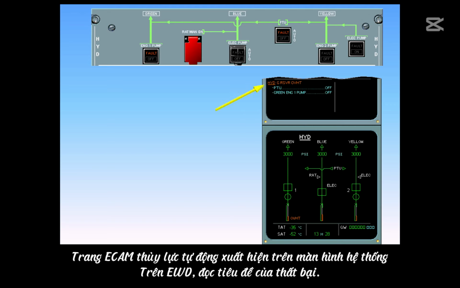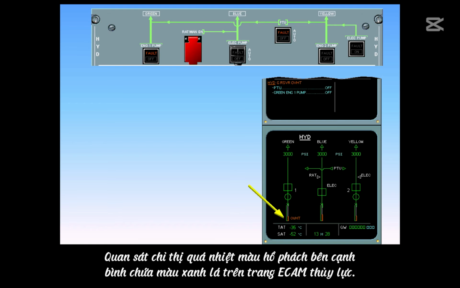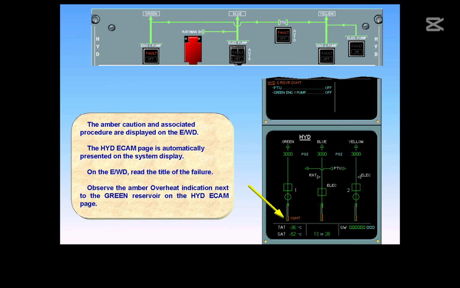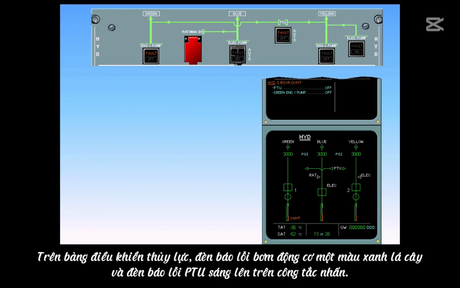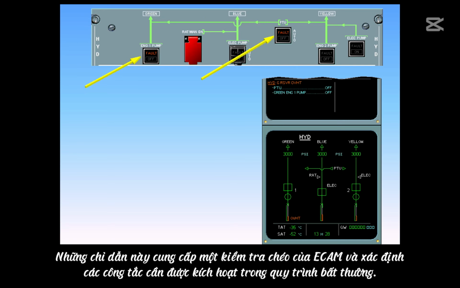On the EWD, read the title of the failure. Observe the amber overheat indication next to the green reservoir on the hydraulic ECAM page. On the hydraulic panel, the green engine 1 pump fault and PTU fault lights are illuminated on the push-button switch. These indications provide a cross-check of the ECAM and locate the switches to be actuated in the abnormal procedure.